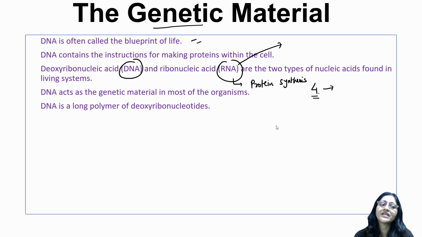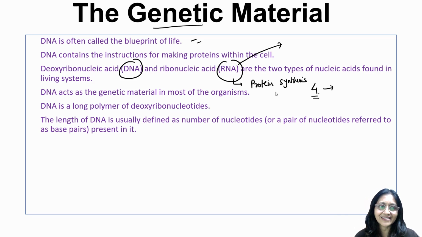DNA is nothing but a long polymer of deoxyribonucleotides. RNA is the long polymer of ribonucleotides. So as we are looking at this, the monomer over here is the nucleotide. How one nucleotide is made up, we will talk about in the next slides. The DNA length depends upon how many nucleotides have been joined together, right?